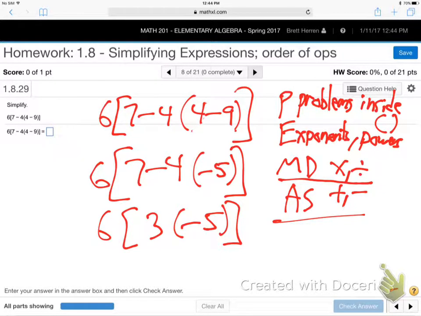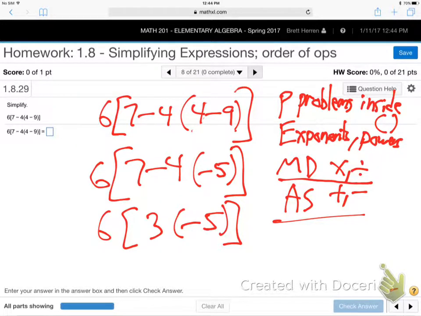So how do you know which one you do first? Then you just do left to right. Adding and subtracting are the same as each other, so you just do them left to right. Multiplying and dividing are the same as each other, so you just do whichever one's on the left first. They're the same. Some people think multiplying is always before dividing. It's not. They're the same.